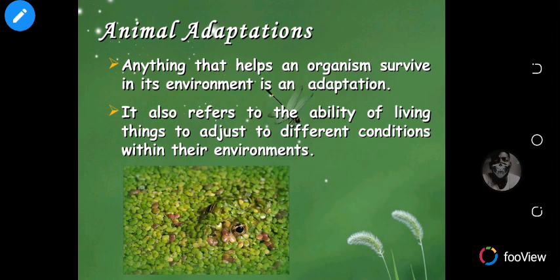It also refers to the ability of living things to adjust to different conditions within their environments. For example, as human beings, we adapt to a cold environment by wearing clothes that will prevent us from feeling cold. So this is one example of an adaptation. So in order for you to adjust to the different conditions, those things or the ability of doing that is what we call adaptation.